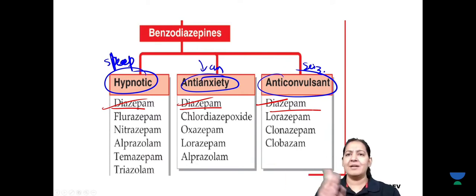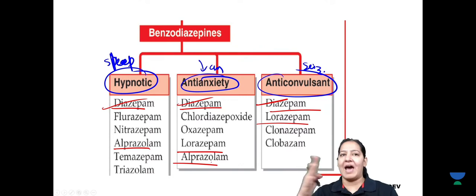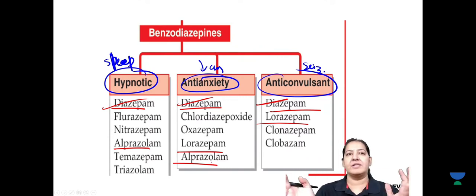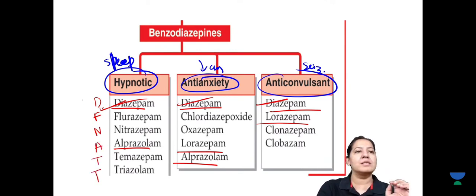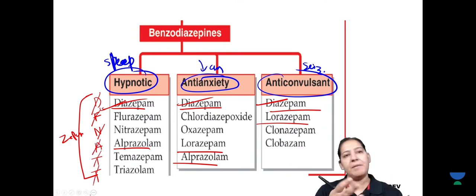You can see the names. There is some overlap. Lorazepam is here and also here. You can see. Right. Alprazolam is here and also here. So you can see there is some overlap. Some drugs are common here and there. But diazepam you can see is present in all three categories. So all are zepam. Hypnotics are diazepam, flurazepam, nitrazepam, alprazolam, triazolam. So all are zepams and zolams. So zepams and zolams are there. In anti-anxiety, again, diazepam is there of course.